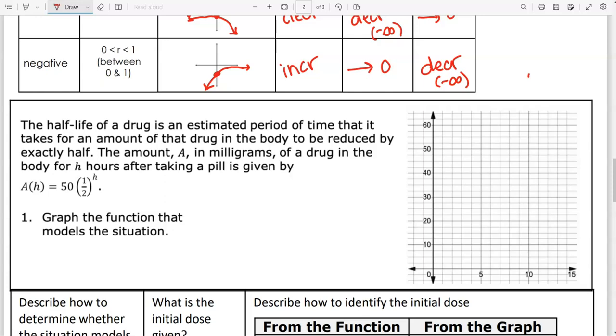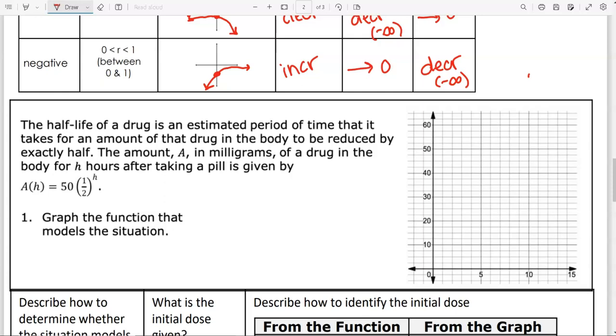Like when you take Tylenol, it's not in you forever, right? It works great, and then it does slowly leave your system. That's what medicines do. That's why you have to keep taking it every so many hours, right? Because eventually what's left in you isn't strong enough to do what it needs to do. Let's graph the function that models the situation.